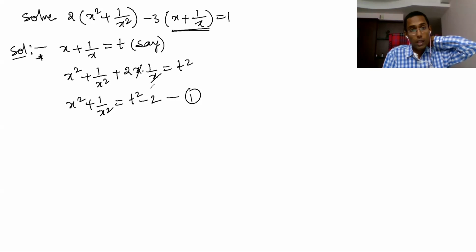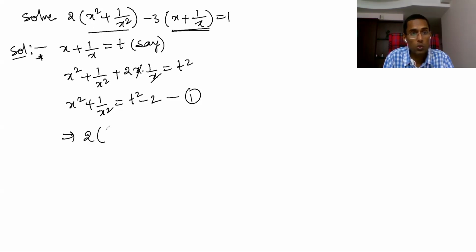So this is actually a fourth degree equation, same model. In this fourth degree equation, we have converted this fourth degree equation into quadratic. How? 2 into this part you can replace with t square minus 2, minus 3 times this is assumed as t, equal to 1. Now this is converted to 2t square minus 3t minus 4 equal to 0.